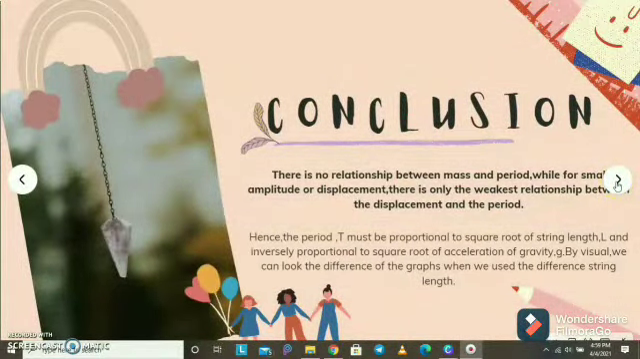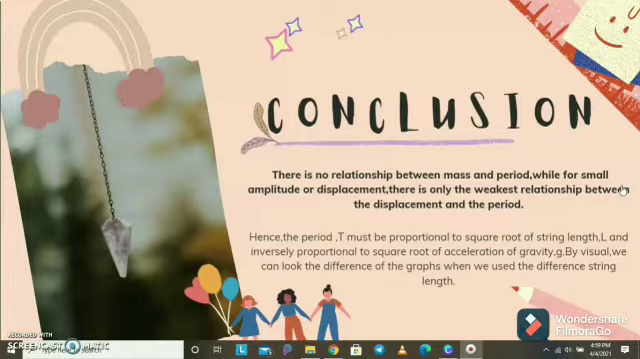The last part is the conclusion. There is no relationship between mass and period. But for a small amplitude or displacement, there is only the weakest relationship between the displacement and the period. Hence, the period is proportional to the square root of string length and inversely proportional to the square root of the acceleration of gravity. By visual, we can see the difference in the graph when we use different straight lines.